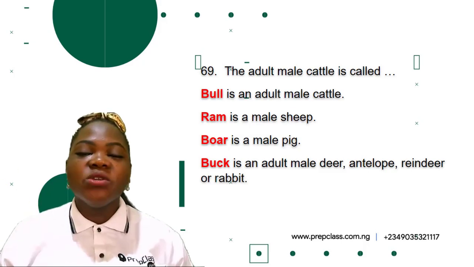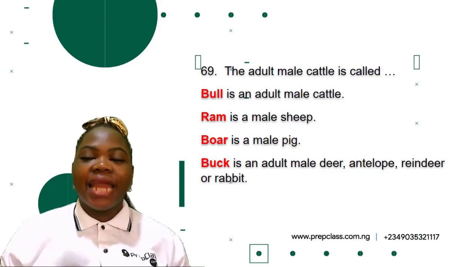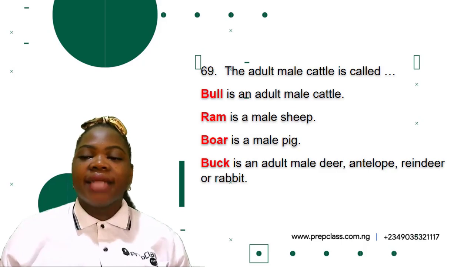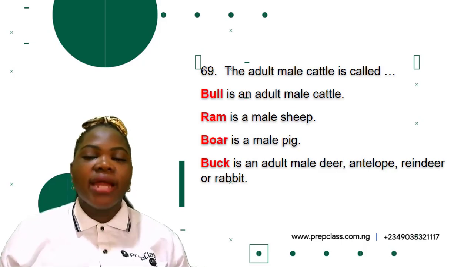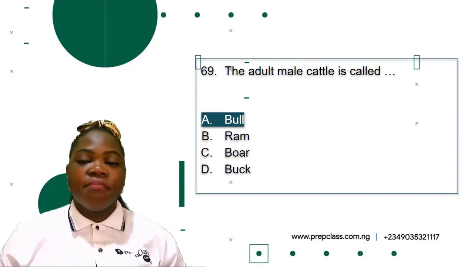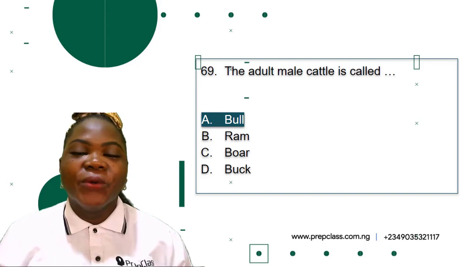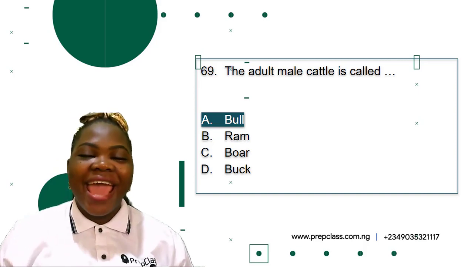Ram is a male sheep. Bull is a male pig. Then buck is an adult male deer, antelope, reindeer, or rabbit. So here that means the answer is option A, bull. The adult male cattle is called a bull. So the correct option is option A.